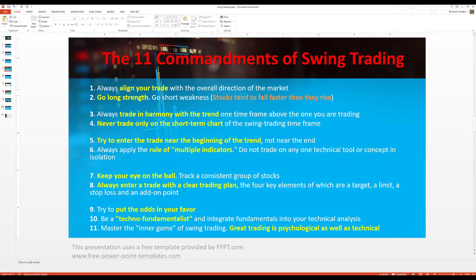So first is that your trade should always, most of the time, be in the direction of the market. So it can be either, if you want to trade a pullback, right?